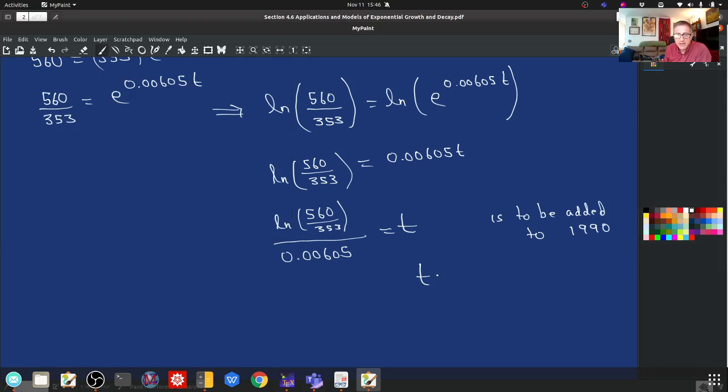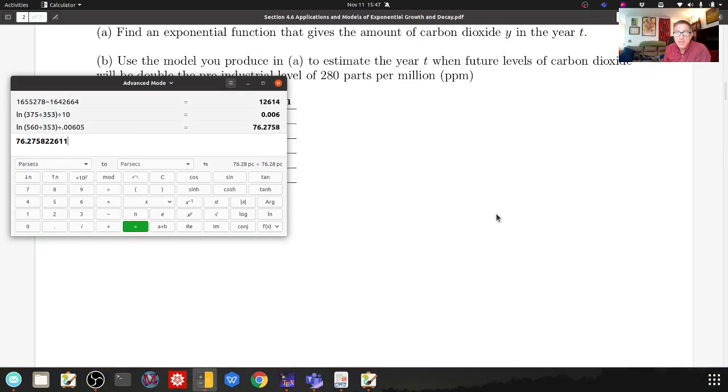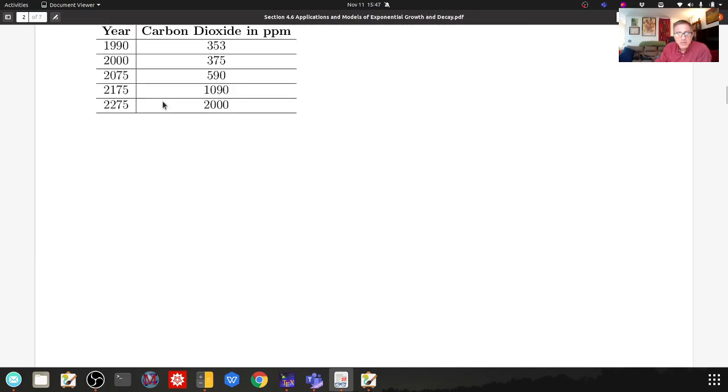And t is equal to 76.27 years. So when we add that to 1990, the year is going to be 2066 and some months into it. That's about 0.3, so that's about 4 months into it. 0.3 is, or maybe about 3 months into it, 4 months, thereabouts. Yeah, because there's 12 months, so yeah, it'd be 4 months into it. Okay, so there we have that one.